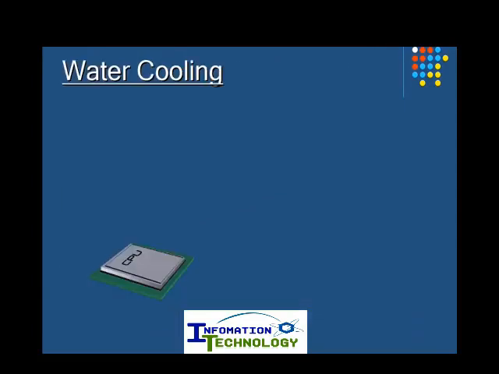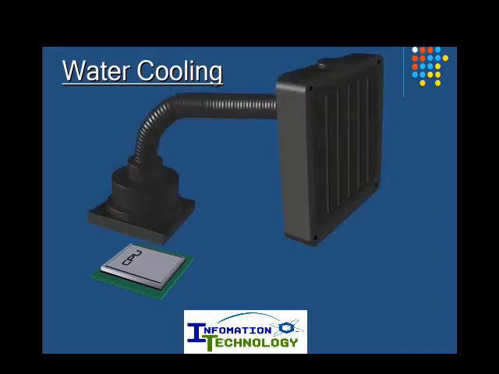A newer type of cooling is water cooling. Instead of using air, this type of cooling uses water to cool the computer components. For example, here is a water cooling unit for the CPU. There is a pump, hosing, and a radiator. And inside this unit is water.